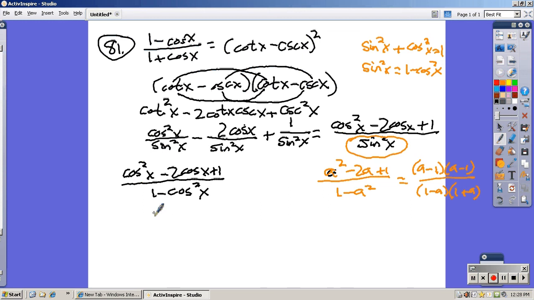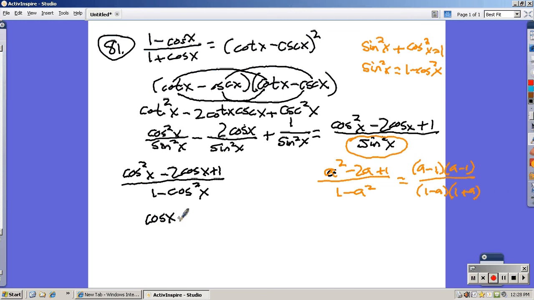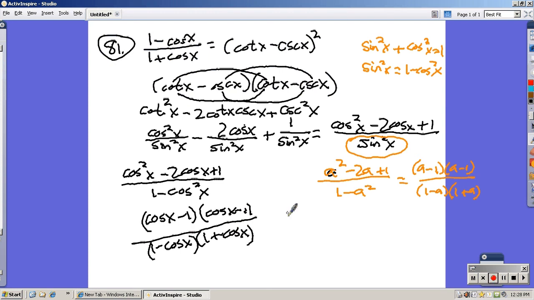So I'm going to factor this top. So it becomes cosine x minus 1 times itself, times cosine x minus 1 over, that difference of squares, 1 minus cosine x times 1 plus cosine x. And to keep going from there, it'd be nice if this canceled out. This is cosine minus x, this is 1 minus cosine x. So I can do a little sleight of hand here. Factor a negative 1 out of this. So if I factor a negative 1 out of this, the cosine becomes negative cosine x. Those signs are going to change. And the negative 1 becomes positive.